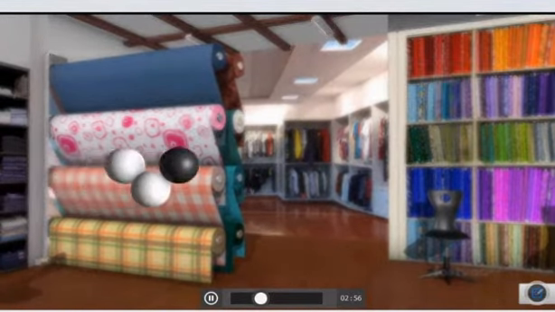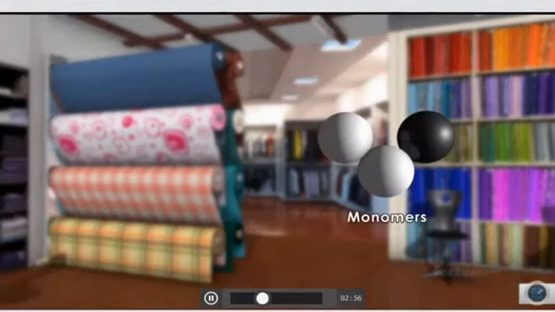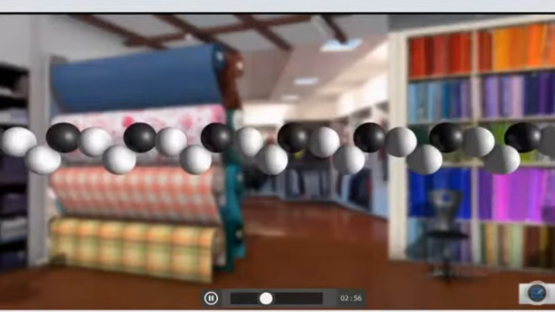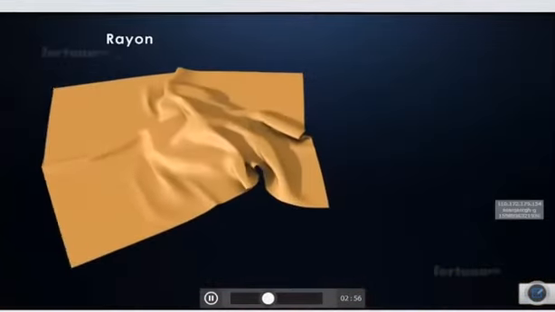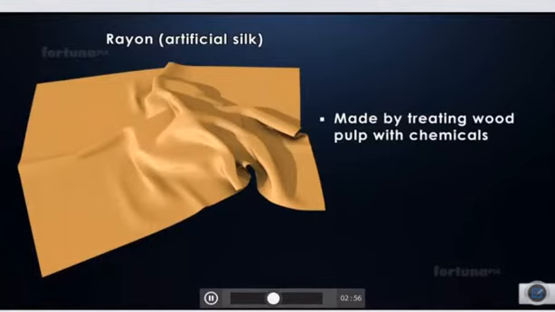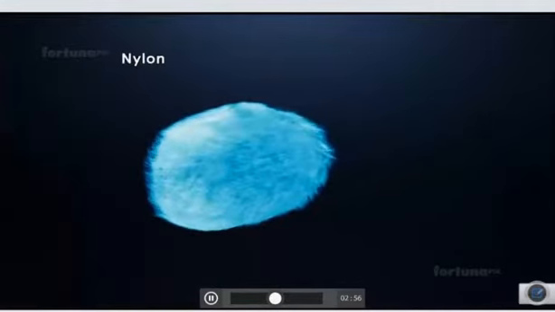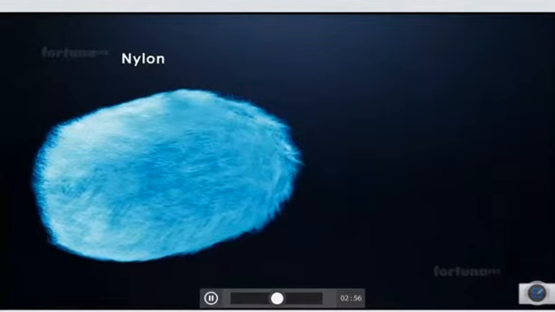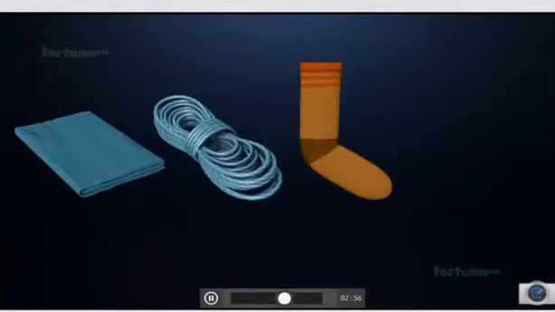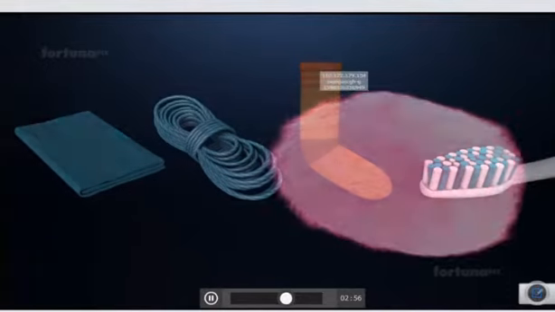All synthetic fibers are composed of small units of chemical molecules called monomers. These monomers arrange into repeating patterns of molecules and form a long chain called a polymer. Rayon, sometimes referred to as artificial silk, is a synthetic fiber that is similar in texture to silk. It's made by treating wood pulp with chemicals. Nylon is synthesized from petroleum products. Nylon fabric is strong, soft, and dries very quickly. The fiber is used in making a wide variety of things, such as clothes, rope, socks, and toothbrush bristles.